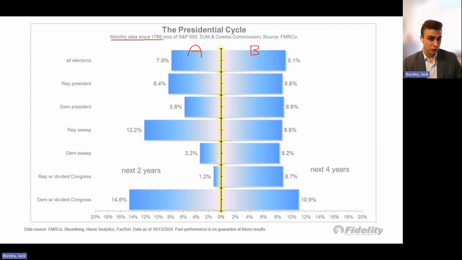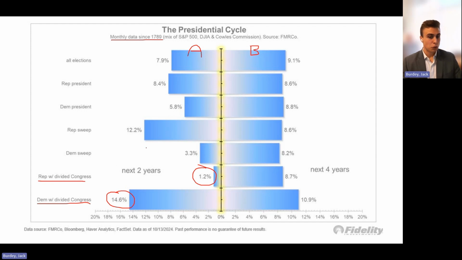So starting with period A, on average, the highest average annual return over the first 2 years from the start of the presidential term has been a Democratic president with a divided Congress, and that's been 14.6% on average per year over those 2 years. While the lowest has been only 1.2%, and that's been with a Republican president and divided Congress.